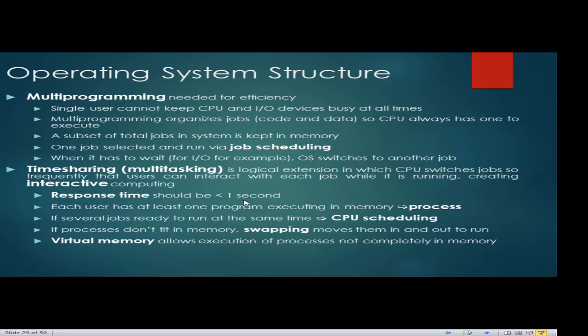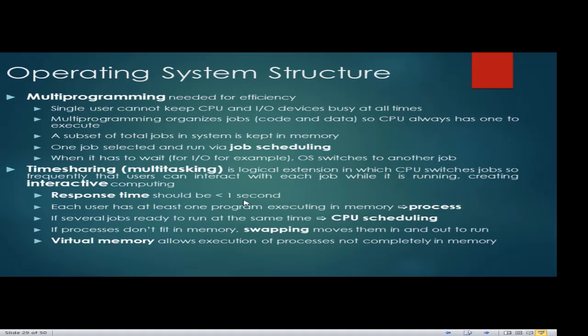Each user has at least one program executing in memory. That is what you call a process. Several jobs are ready to run at the same time. All jobs will be placed in a counter, on the CPU side, to schedule according to the instruction counter when to process that information.